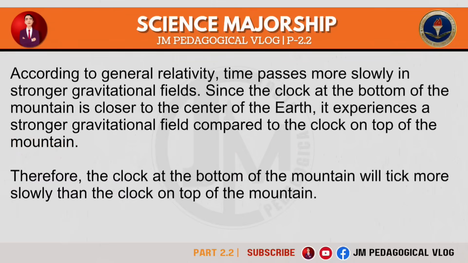According to general relativity, time passes more slowly in stronger gravitational fields. Since the clock at the bottom of the mountain is closer to the center of the Earth, it experiences a stronger gravitational field compared to the clock on top of the mountain. Therefore, the clock at the bottom of the mountain will tick more slowly than the clock on top of the mountain.